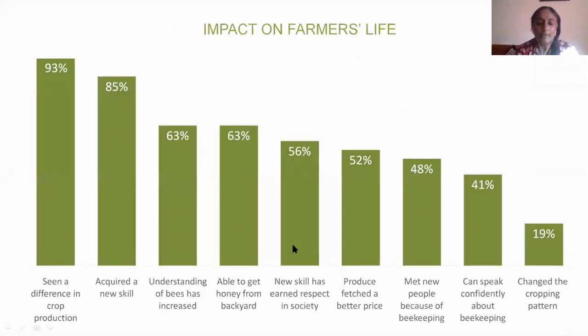You can see in this graph all the impacts that the farmers spoke about. 93% of them saw an increase in crop production. They acquired new skills. Honey was available in their backyard. They got more respect in society, etc. So beekeeping is not just a skill. And when I say beekeeping, this is just one example. I'm sure there are a lot of other activities which can similarly make an impact on rural communities.